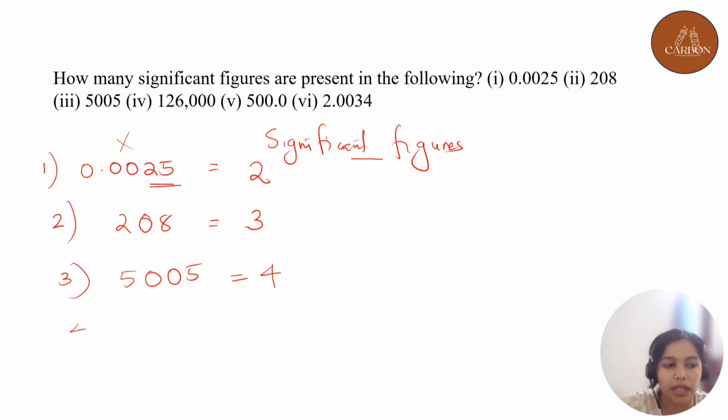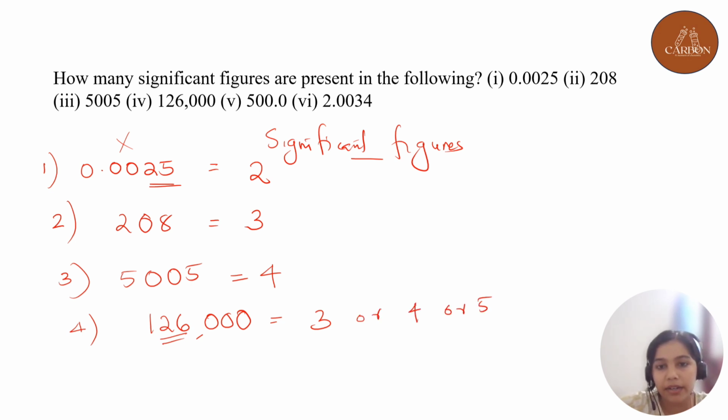Then the fourth one, 1260, with trailing zeros. We can't specify it, right? You remember the rule. 1, 2, 6 are significant, but the zeros are without a decimal. So we can't specify whether it is 3, 4, or 5. But 3 is sure. 3 is significant, so you can write 3 there.